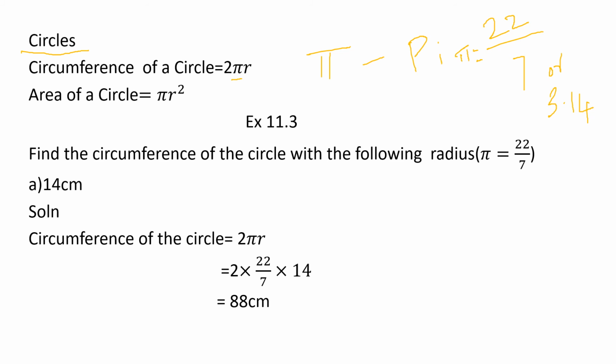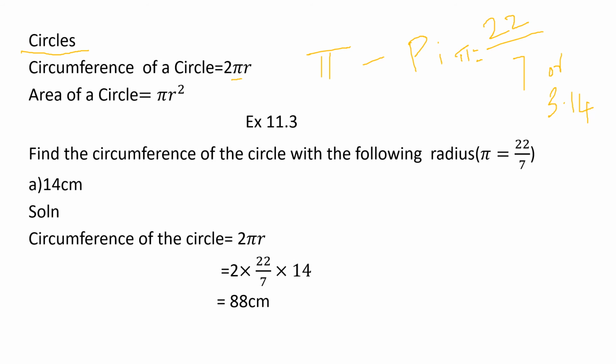Now say the formula for area of a parallelogram. Base into height. What is the formula for area of a triangle? 1 by 2 into base into height. Okay. Now say the formula for area of a circle. Pi r square. Circumference of a circle. 2 pi r.